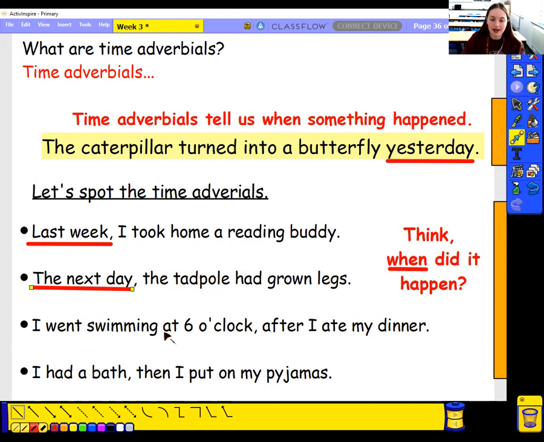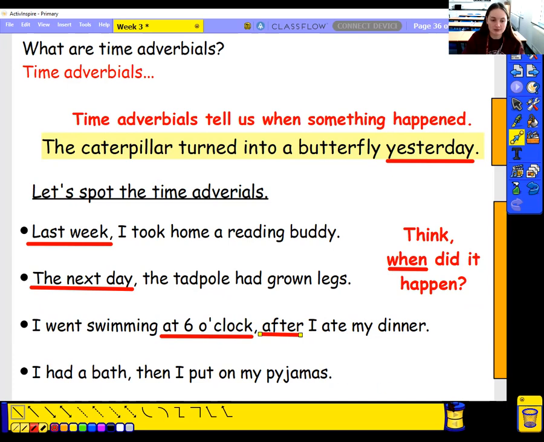Let's read the next sentence. I went swimming at 6 o'clock after I ate my dinner. What's the time adverbial in this sentence? Fantastic. At 6 o'clock after I ate my dinner. At 6 o'clock after.